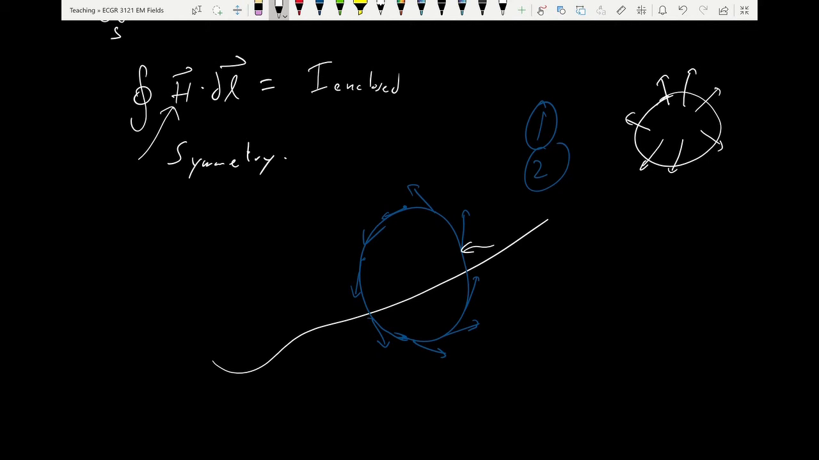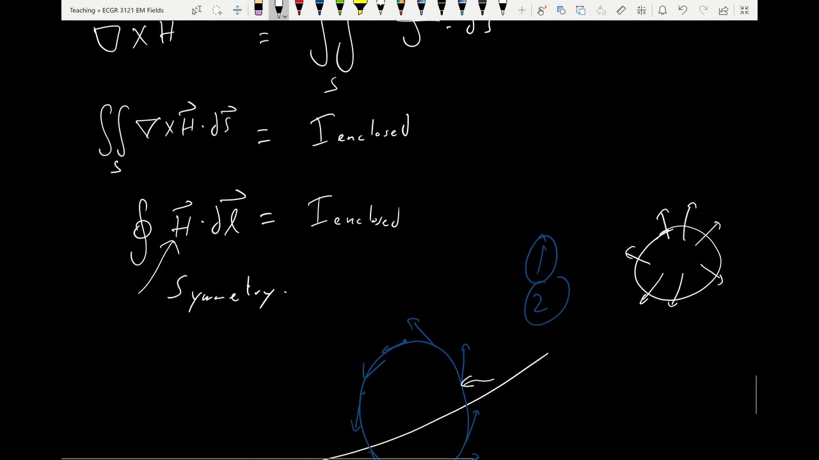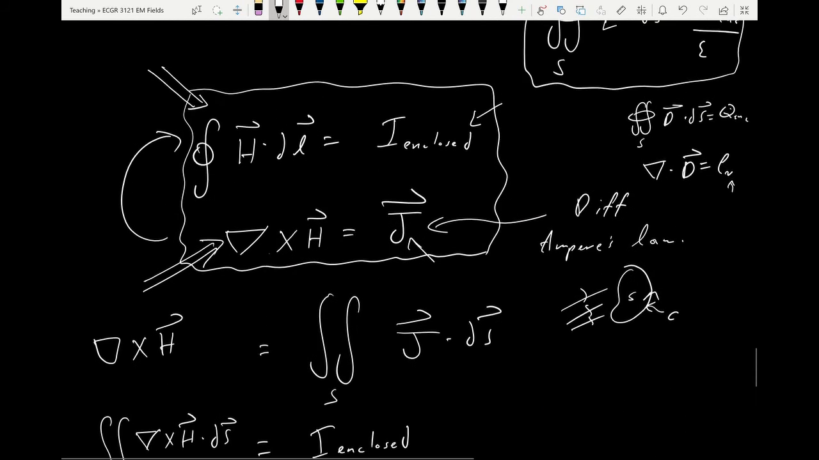We call this in Gauss's law finding a Gaussian surface. I don't believe it has a name in Ampere's law. I guess I could make up a name. I could call it finding an Amperian contour. Let's make up something, okay? But that is the essence of Ampere's law.